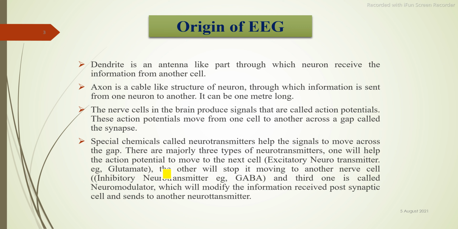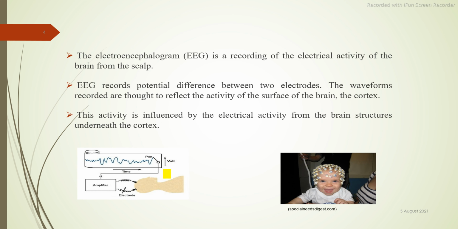Then the third one is called a neuromodulator. You can see that the name itself tells that it does some kind of modulation. A neuromodulator is mainly used to modify the information received from the presynaptic cell and sends it to another neuron. So this is how information is passed from one neuron to another neuron through chemicals called neurotransmitters.